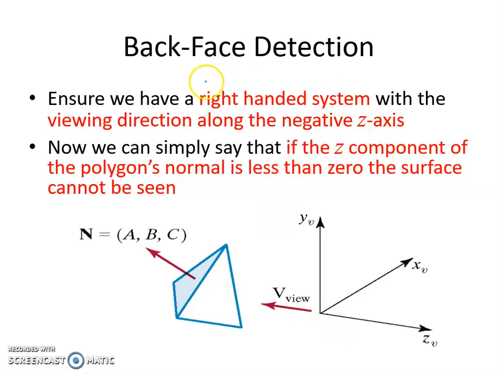In the backface detection algorithm, ensure that we have a right-handed system with the viewing direction along the negative z-axis. That is, if this is the x-axis, y-axis and z-axis, and the observer is facing along this negative z-axis. So that is the viewing direction. Then for each surface, when we draw a normal vector like this, this is of this shaded face. If the z component of the polygon's normal is less than 0, then the particular surface cannot be seen by the viewer. So this particular face is not visible to the viewer, so it will have a normal which is less than 0.